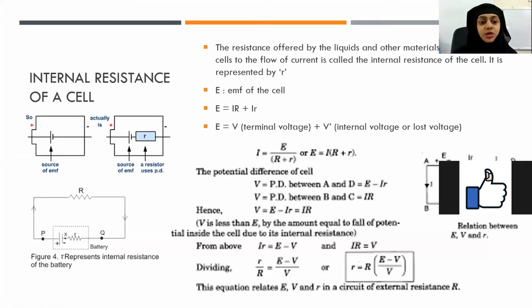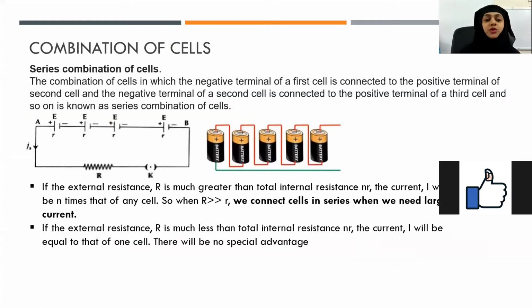Okay, good morning. So yesterday we discussed internal resistance of a cell, and today we are going to discuss combination of cells. As you said, there are two types of combinations possible, that is series and parallel. What type of combination can you see here?